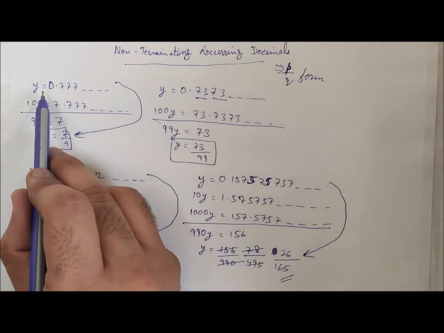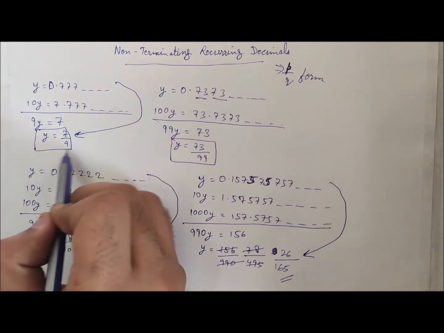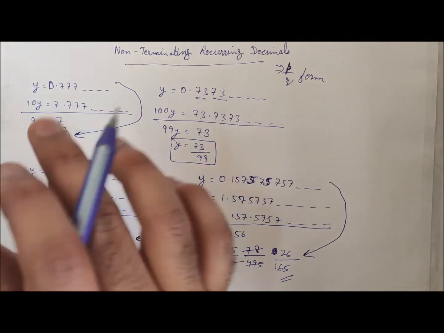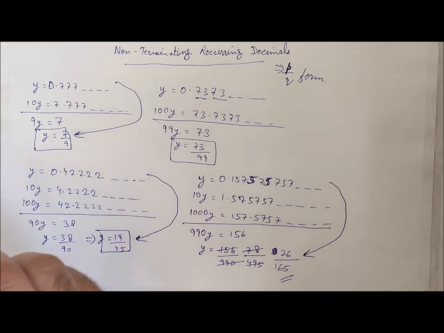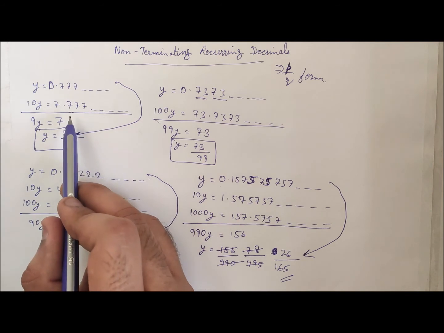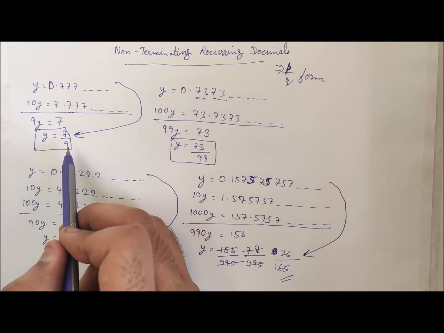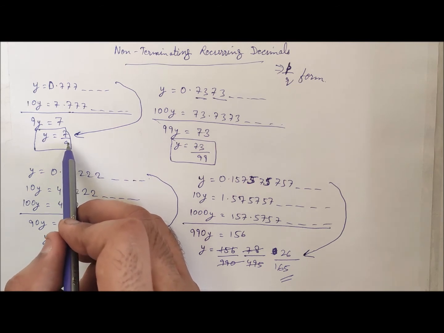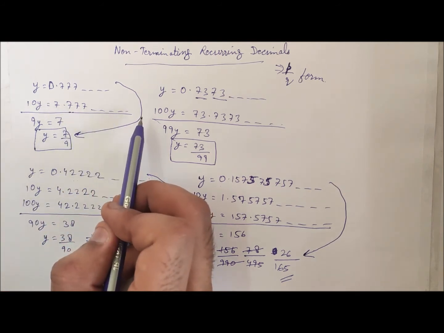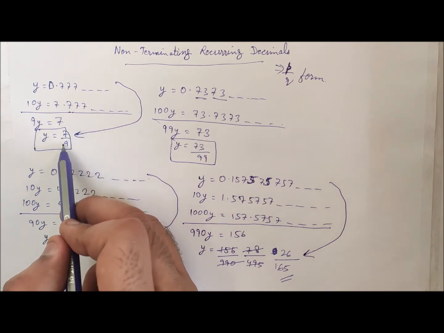In this question we have y is equal to 0.777, and the answer that we are getting is y is equal to 7 by 9. So there must be something of this sort. The simplest way to deal with such questions is: whatever is repeating, just write that in the numerator, and for the number of digits that are being repeated, put that many 9s. Since there is only a single digit 7 being repeated, I have put a single 9 over here, and since 7 was being repeated, I put 7 in the numerator.